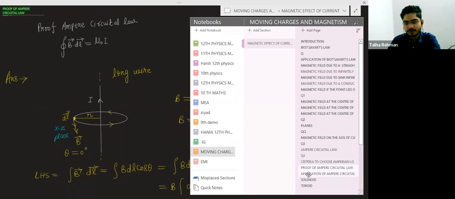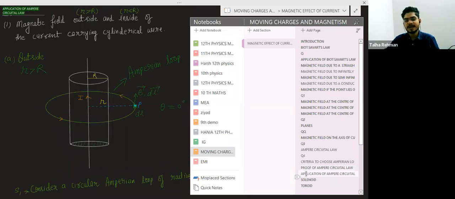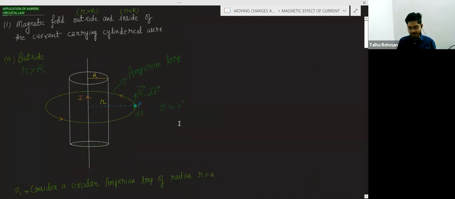So now application of Ampere's law means we will apply Ampere's circular law to calculate the magnetic field outside the cylindrical wire. So this is your wire. See the application of Ampere's circular law: magnetic field outside and inside of the current carrying cylindrical wire. Now first case I am taking, this is the cylindrical wire of radius capital R.